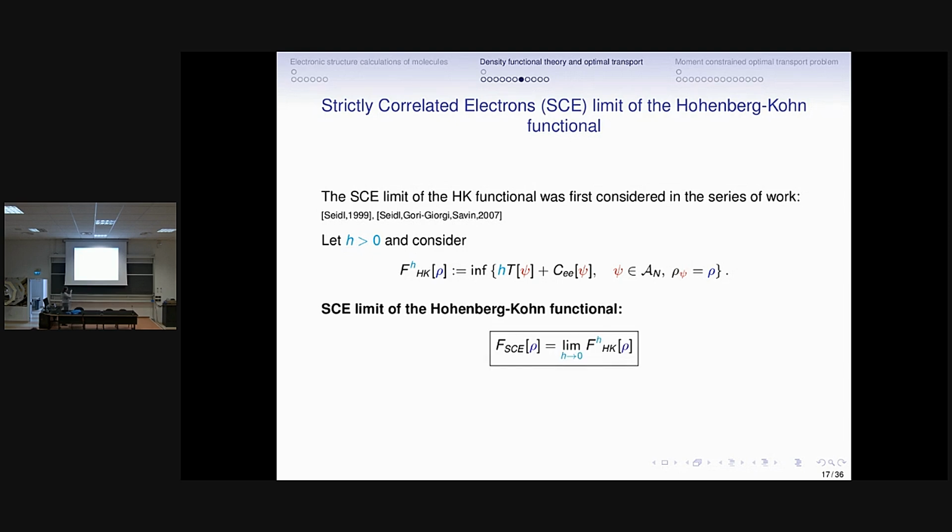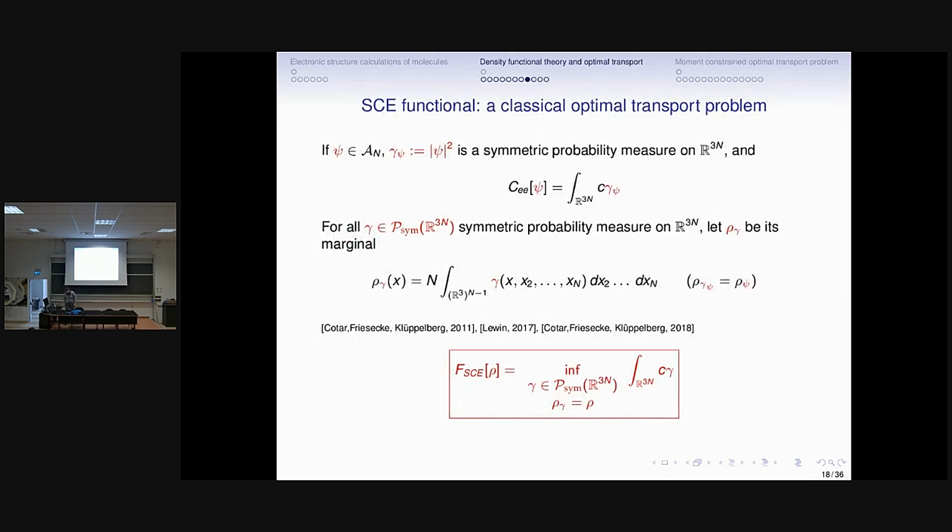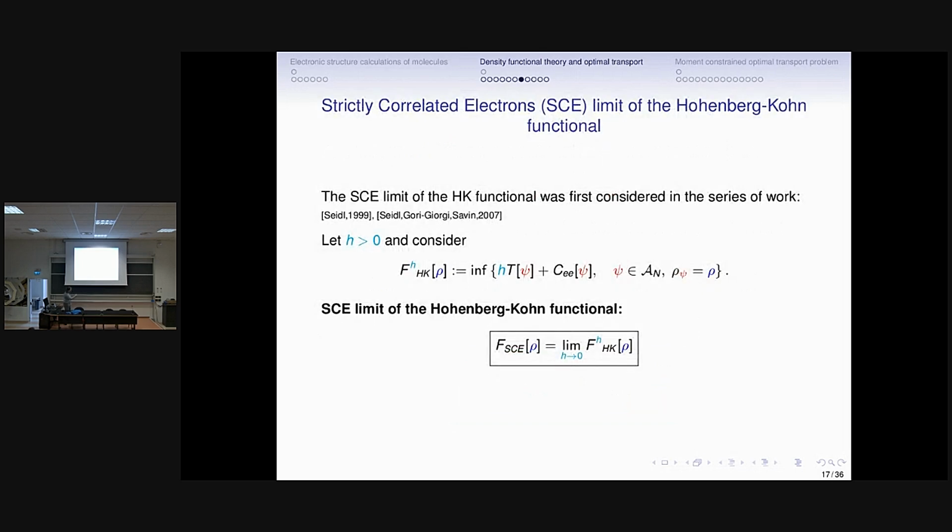And then these people had the idea to consider, as an approximation of the original Hohenberg-Kohn functional, the limit of this quantity as h goes to 0. Somehow the interpretation that they had was that they wanted to consider strongly correlated electrons, where the effect of interactions of electrons within themselves were much stronger than the effect of kinetic energy. And so that was the type of asymptotic limits they considered in order to define an approximation of the original Hohenberg-Kohn functional. Okay? And so actually, this guy here can be rigorously proved to yield a classical optimal transport problem. And this is the objective of my next slide.